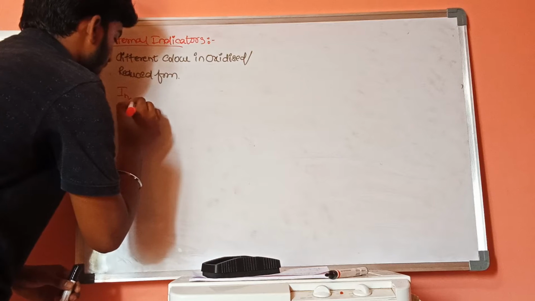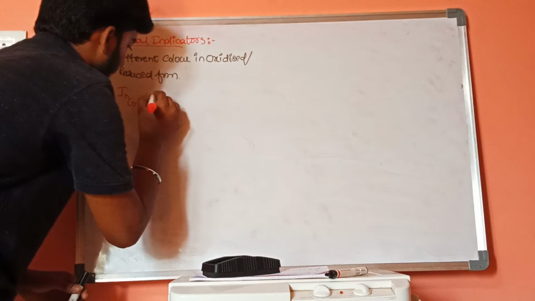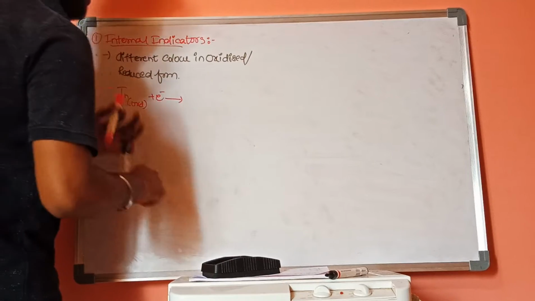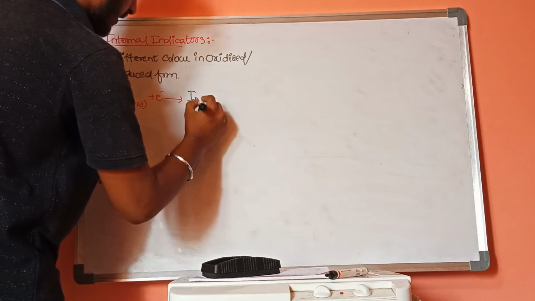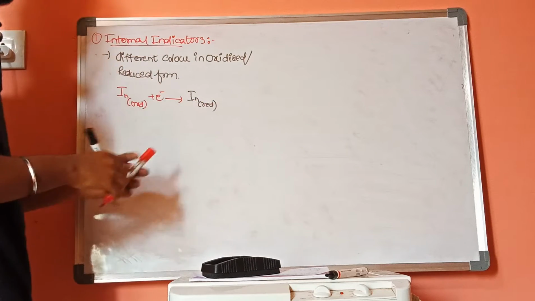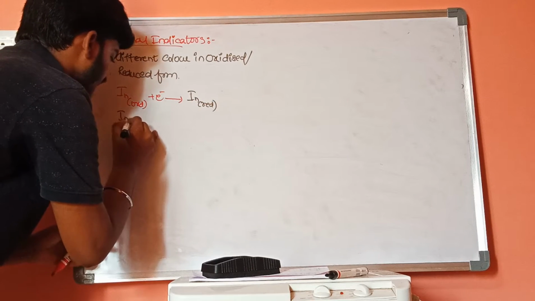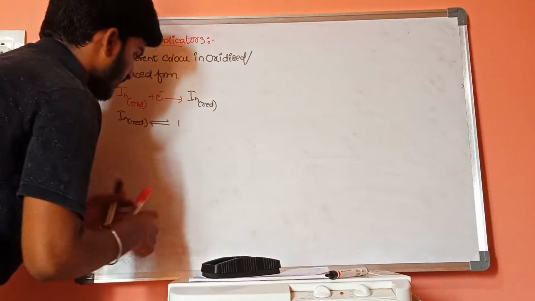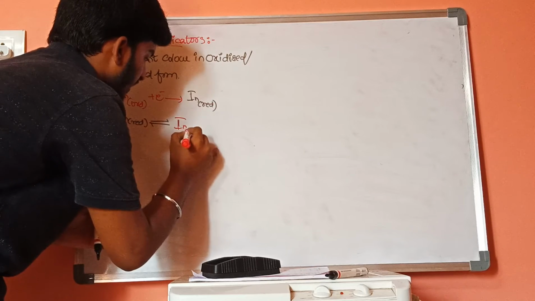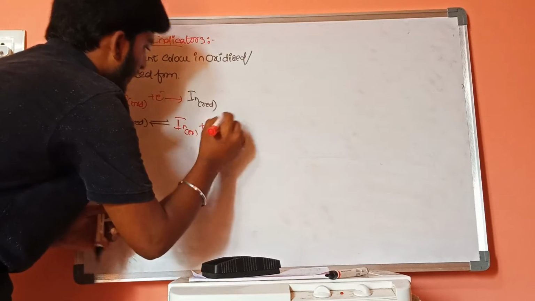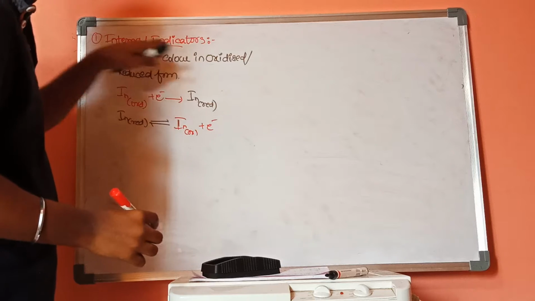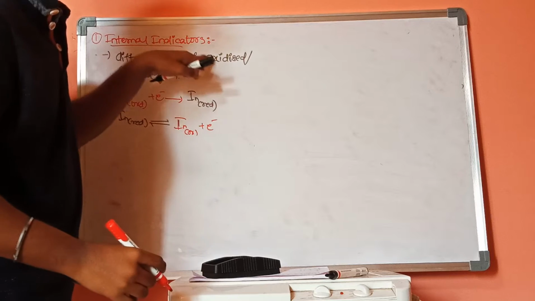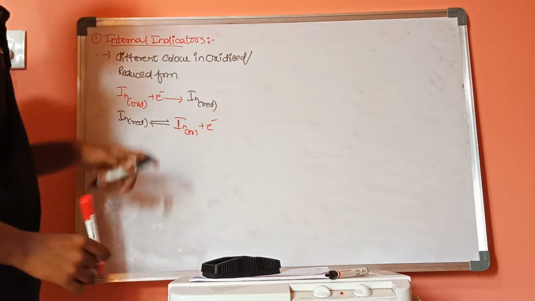Indicator in oxidized form will gain one electron, resulting in the formation of indicator in reduced form in a different color. Now one more indicator in reduced form will get converted into indicator in oxidized form plus one electron. Internal indicators are the indicators which show a different color in oxidized form and reduced form.